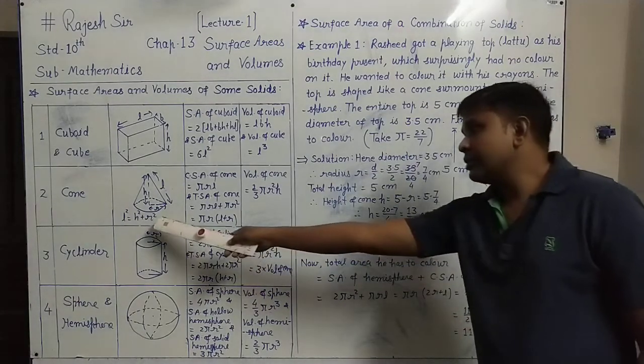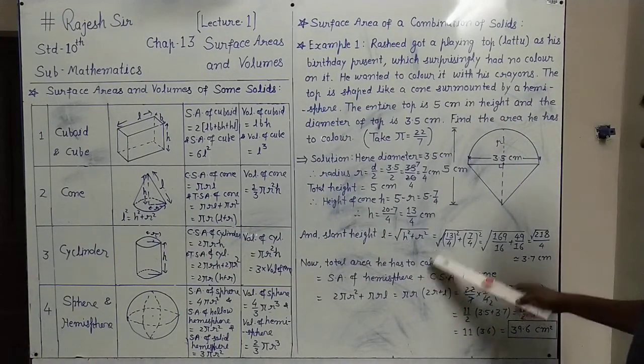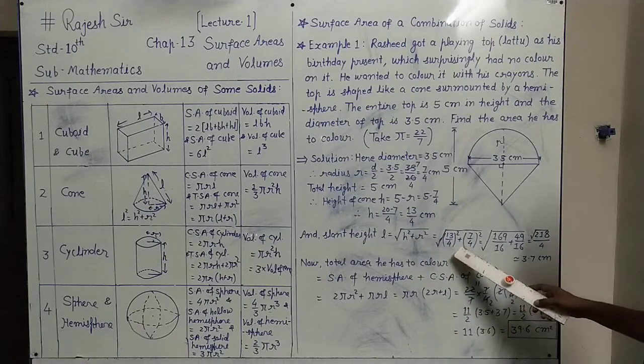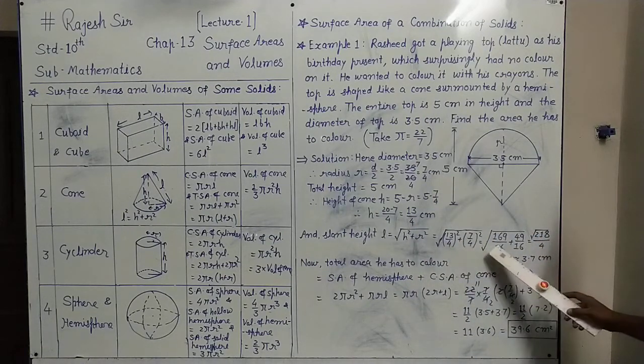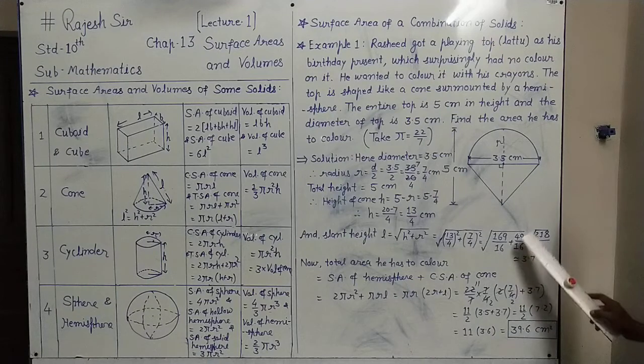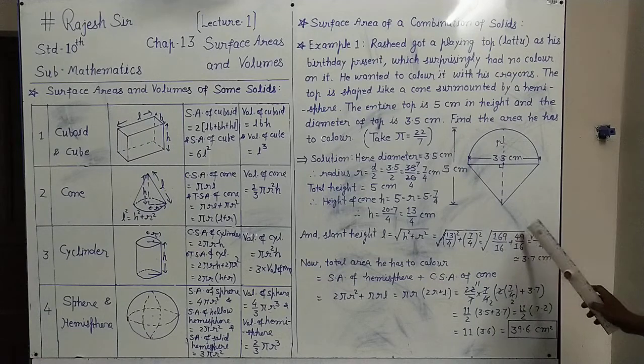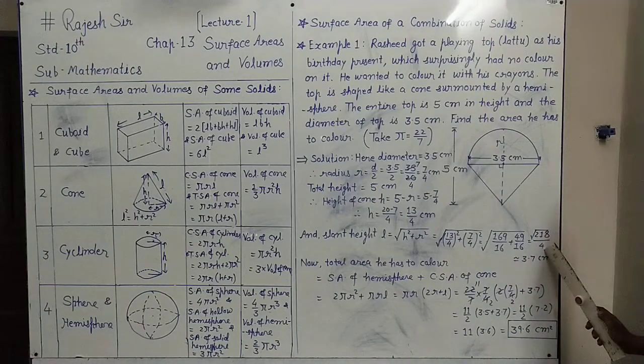And for the cone, L square equals H square plus R square. So slant height L equals the root of H square plus R square. Placing the values: root of 13 by 4 whole square plus 7 by 4 whole square. The square of 13 is 169 upon 16, plus 49 upon 16, which gives 218 upon 16. The root of 16 is 4, so L is root 218 divided by 4, approximately 3.7 cm, the slant height.